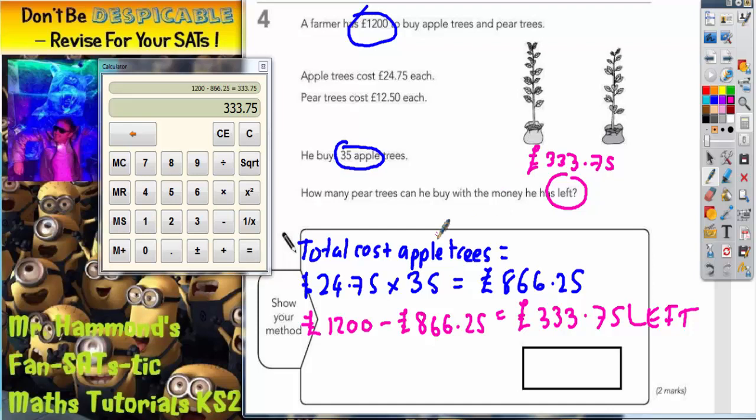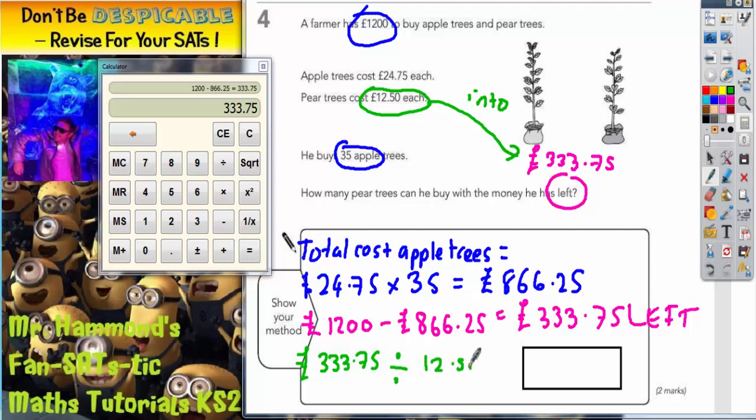Now, how many pear trees can he buy with this money? Well, this is where we need to look at the cost of pear trees. Pear trees are £12.50 each. So we need to know how many £12.50s he can get into £333.75. So that's going to be a divide. So it's £333.75 divided by £12.50. And the answer will tell us how many pear trees you can buy.